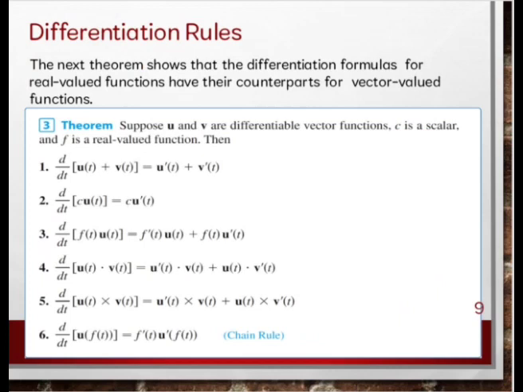The next theorem shows that the differentiation formulas for the real-valued function have their counterparts for vector-valued function. Suppose u and v are differentiable vector functions, c is a scalar, and f is a real-valued function. Then number 1 is called the sum rule. Number 2 and 3 can be called the scalar multiple rule. Number 4 is the dot product rule. Number 5 is the cross product rule. And number 6 is the chain rule.